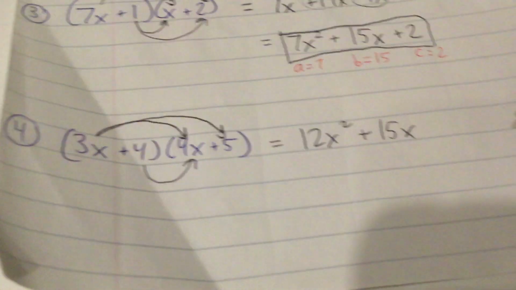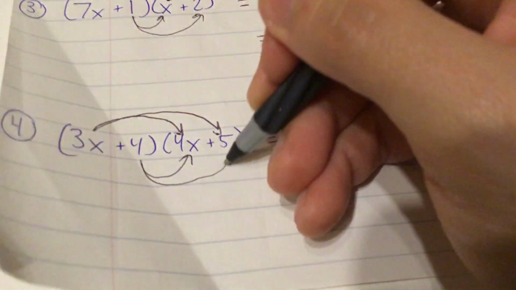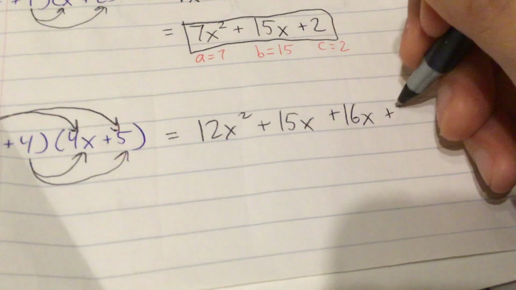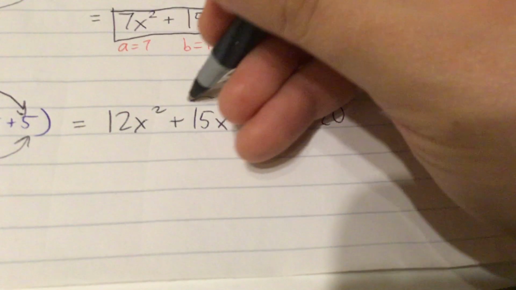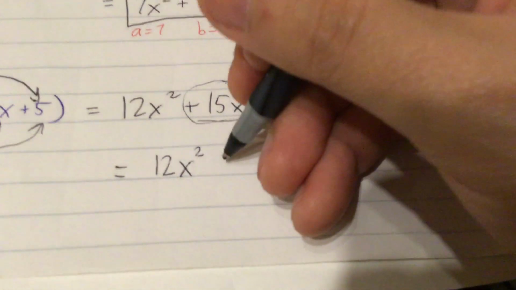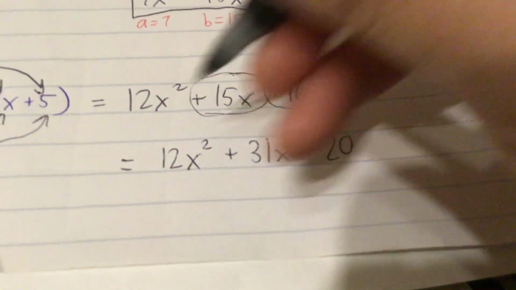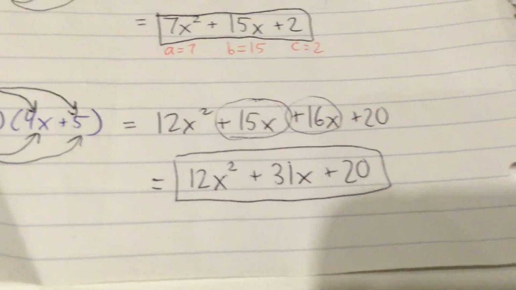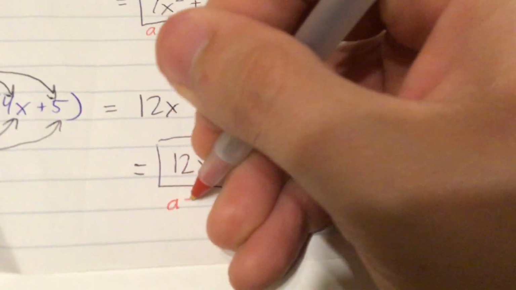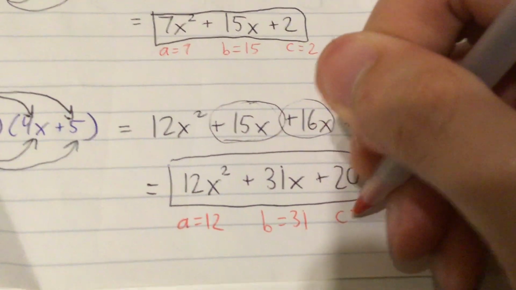4 times 4x is 16x, positive 16x, sorry. And 4 times 5 is positive 20. So I'm going to combine the like terms in the middle. And that's going to get me 12x squared plus 31x plus 20. I'm going to box it, and I'm just going to make a little note to myself that the A is 12, the B is 31, and the C is 20.